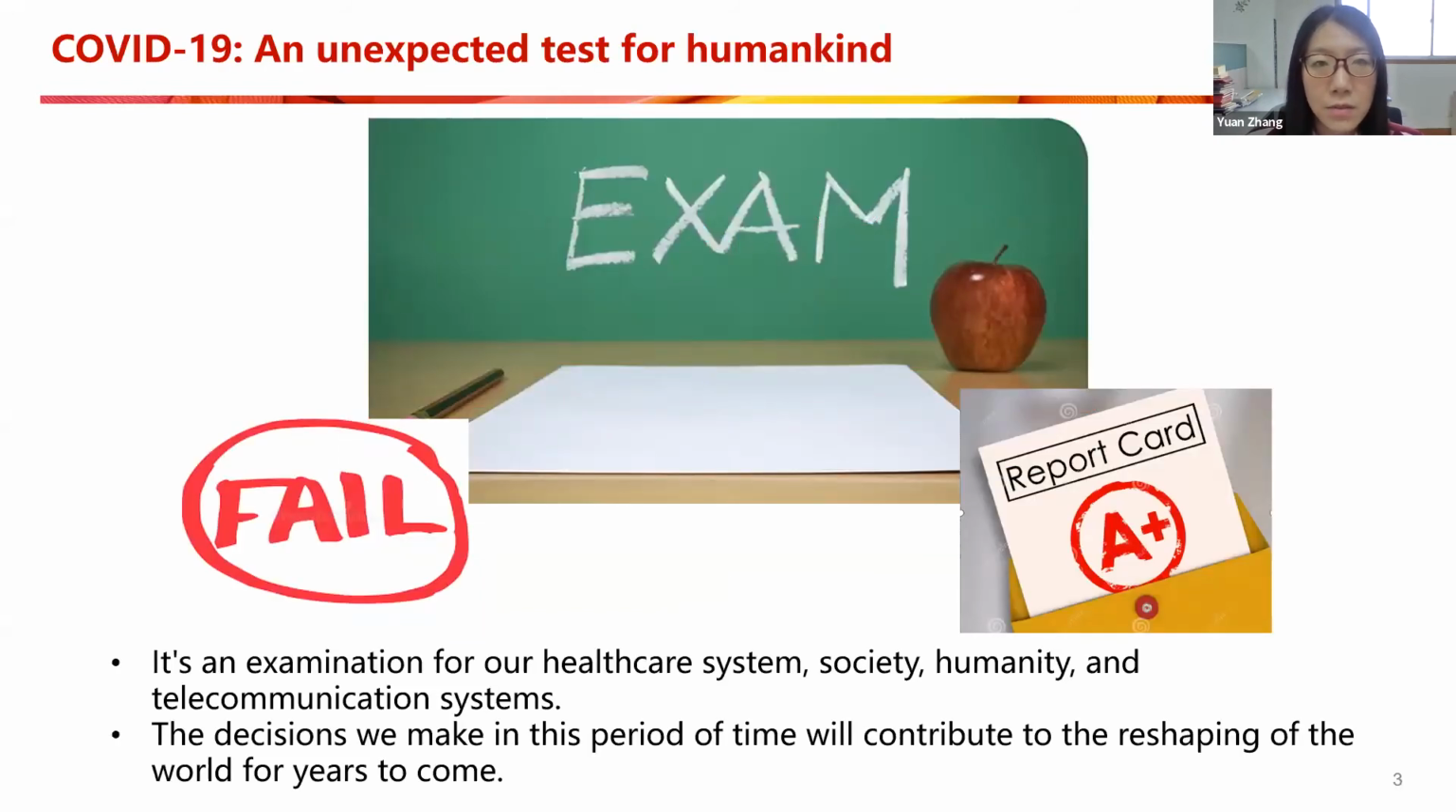Shen has just given a thorough background and timeline about the outbreak in China. I'll skip this part. So now we are facing a global crisis, an unexpected test for humankind. It's a test for our healthcare system, our society, our humanity, and of course our telecommunication systems, as people are locked down or quarantined. And we are trying different approaches to pass this exam to survive.